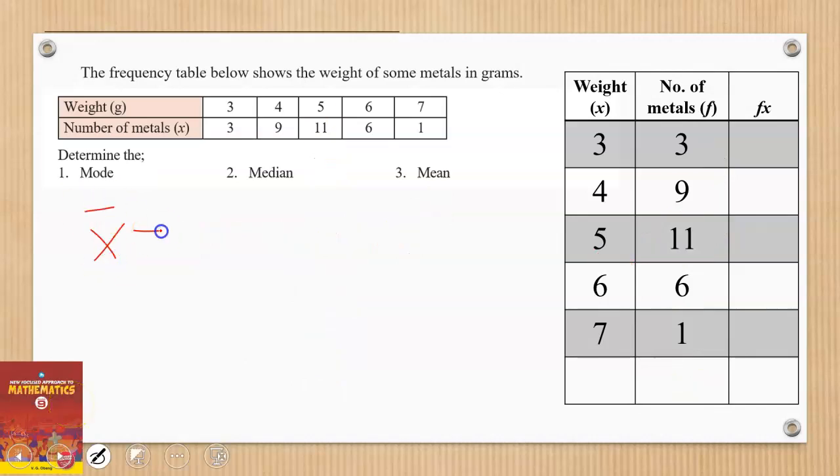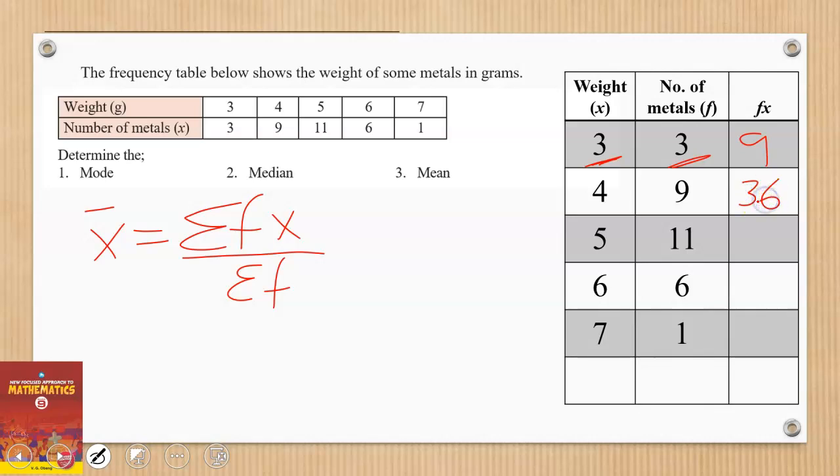So our S bar, which is the mean, is summation of Fx over summation of F. And so this represents our X and this represents our F. So we have to multiply them. So 3 by 3 will give us 9, and then 4 times 9 will give us 36. Then we have 55, we have 36 again, and then we have 7.